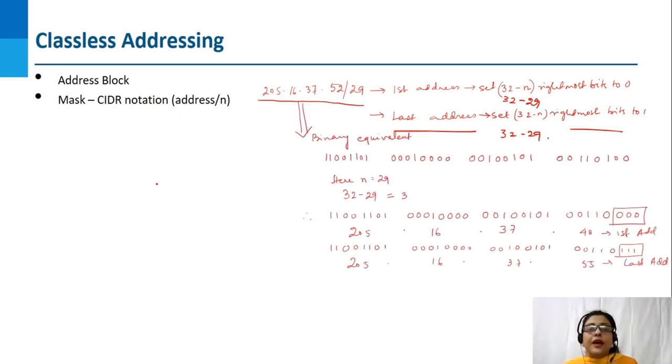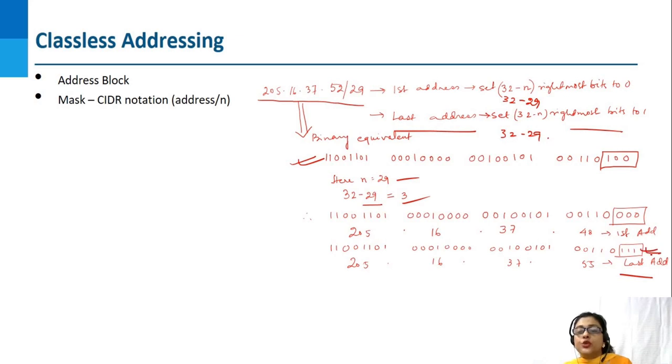Here is the binary equivalent of this address. Since n is 29, 32 minus 29 will be 3. So in order to get the first address, you set the rightmost 3 bits to 0. In the original address, these are the rightmost bits, and you set all of them to 0. So the first address will be 205.16.37.48. And to get the last address, you set the last 3 bits to 1, so the answer will be 205.16.37.55.